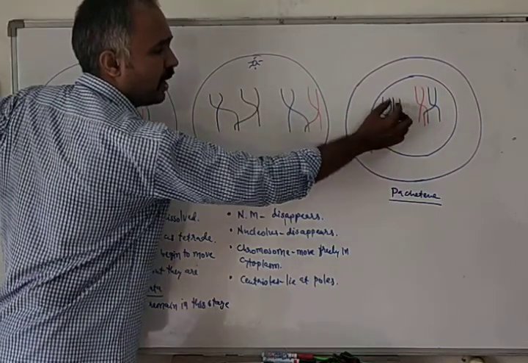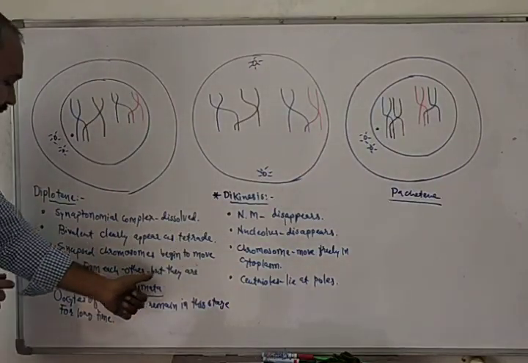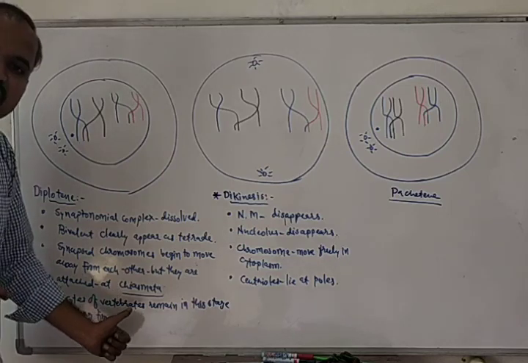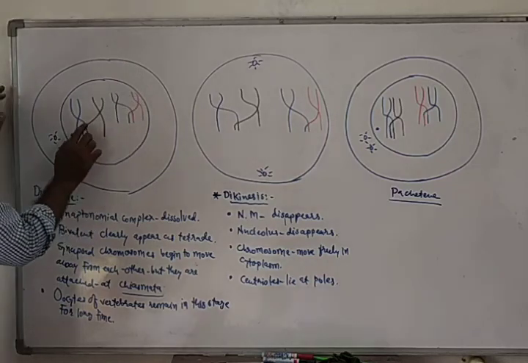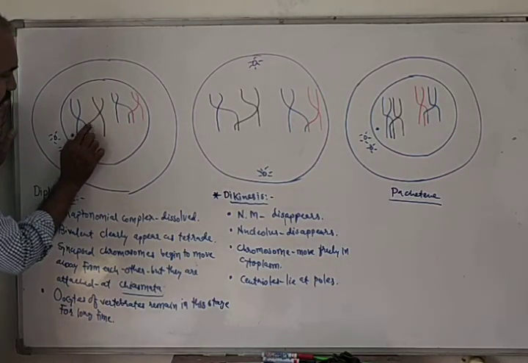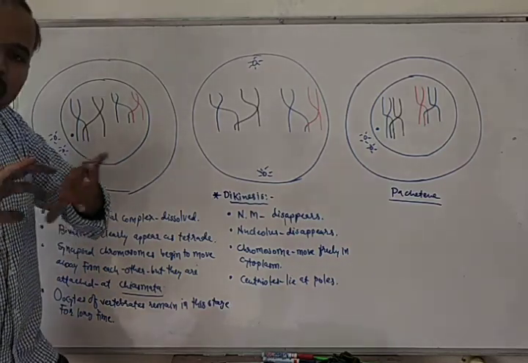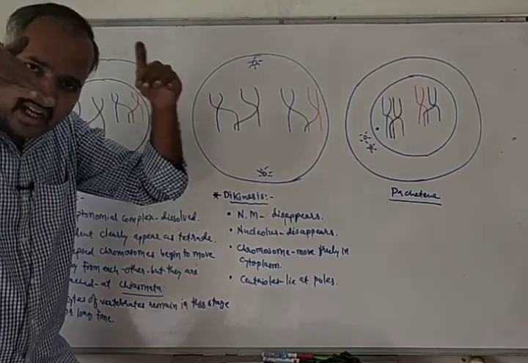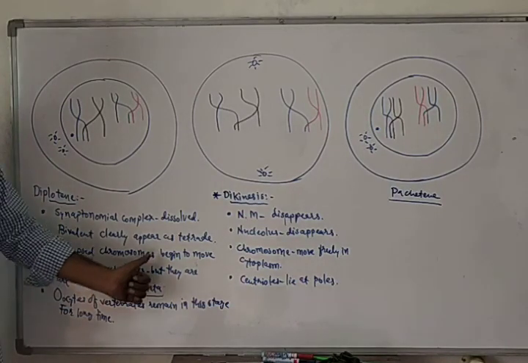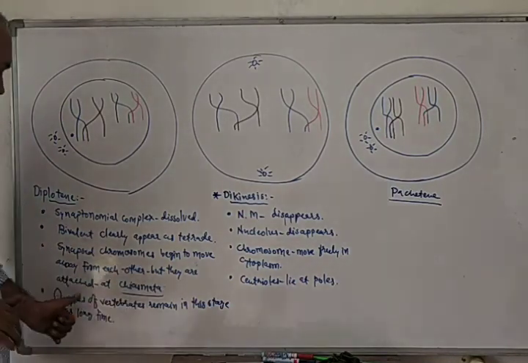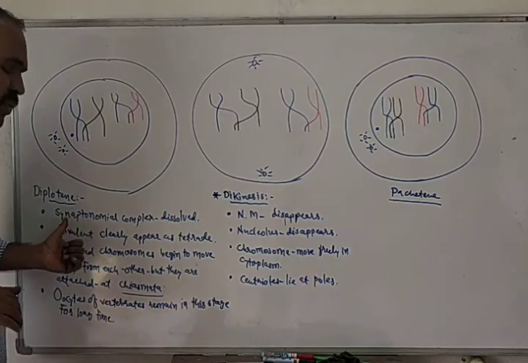Initially they were near to each other. Now they will move away from each other, but they are held together at a point which is known as chiasmata. The chromosomes which are moving apart are still held together at a point, and that point is known as chiasmata. So synapsed chromosomes begin to move away from each other, but they are attached at a point known as chiasmata. So what happens during the diplotene stage?